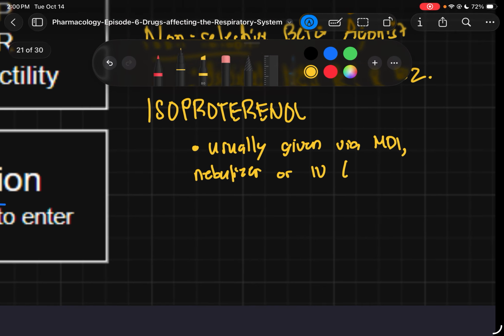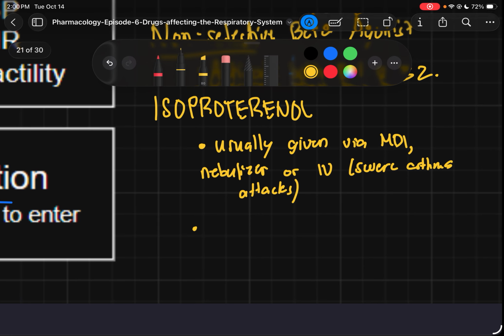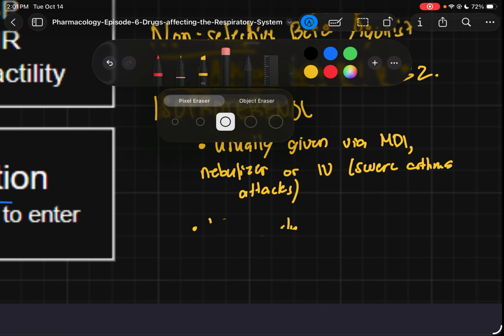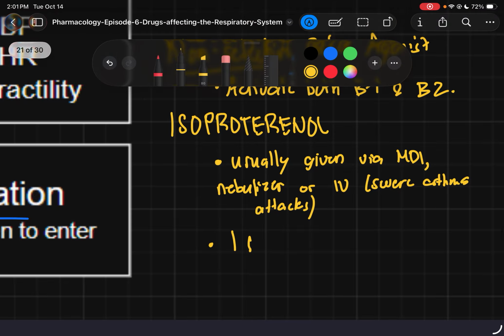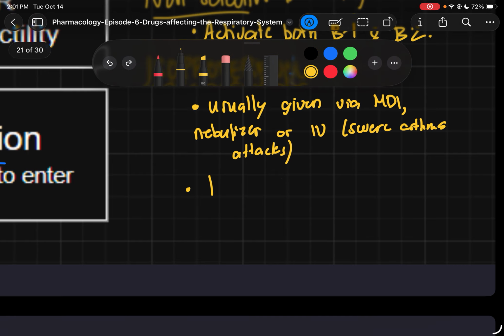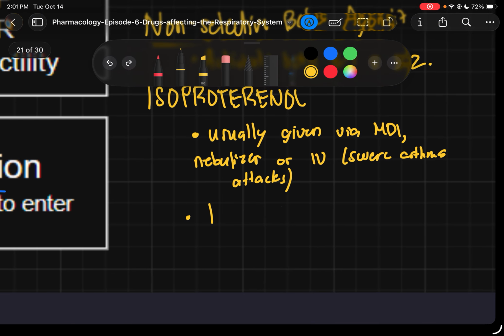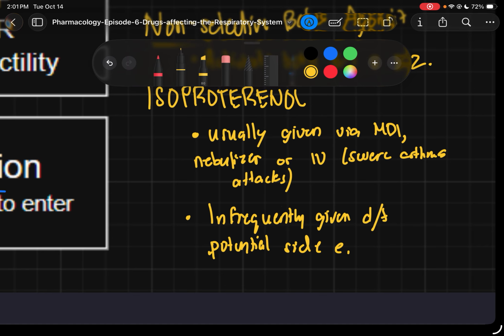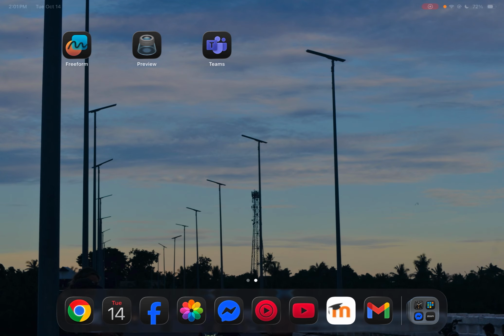Specifically for severe asthma attacks. However, this is infrequently given, due to potential side effects. Now, what do I mean by potential side effects?